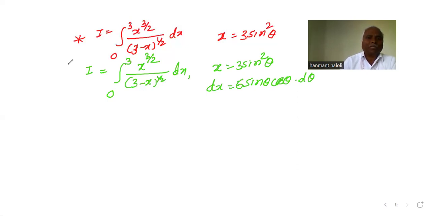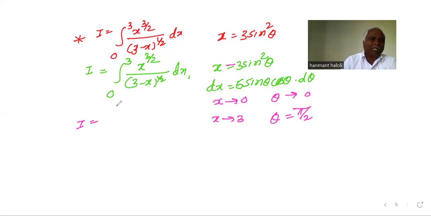We have to check the limits of this function. As x tends to 0, theta also tends to 0. Then as x tends to 3, you put 3 equal to 3 sine square theta. If the 3s get cancelled, sine square theta equal to 1, which is possible only for 90 degrees. Therefore theta equals pi by 2. Now the integral becomes, with new limits, 0 to pi by 2.